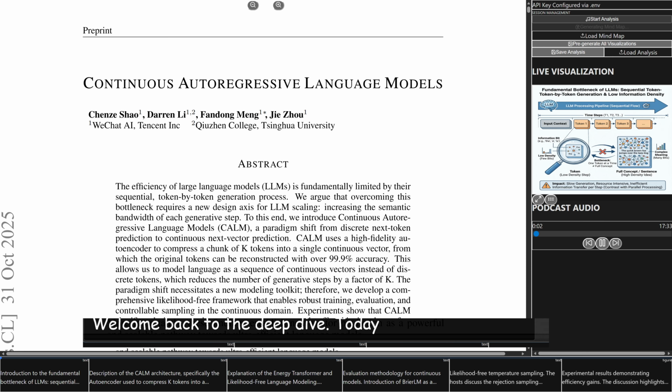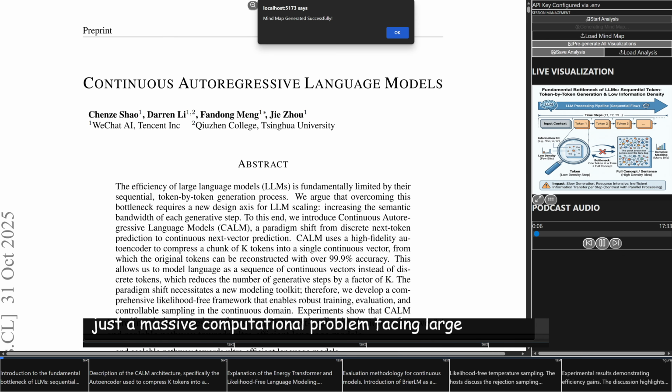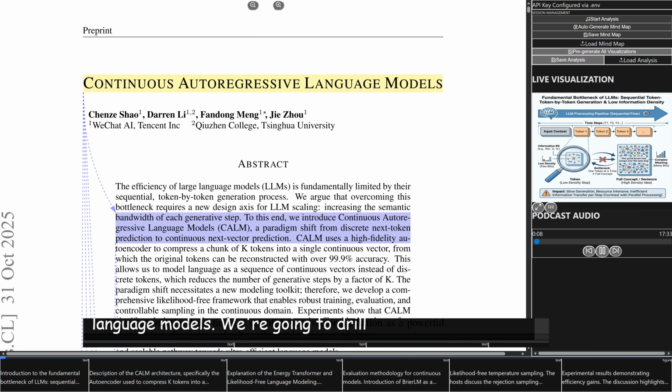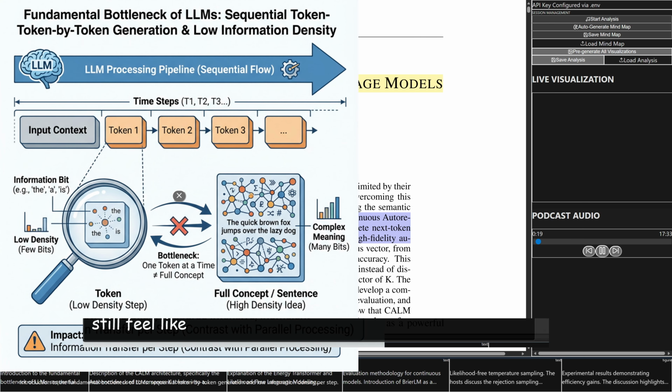Today, we are taking on just a massive computational problem facing large language models. We're going to drill right down to the fundamental mathematical structures that are, well, holding them back. If you've ever wondered why LLM inference is so expensive or why even the fastest models still feel like they're generating text one laborious word at a time, you are hitting the core bottleneck we're exploring. It's a structural limitation. I mean, it's baked right into the foundation of pretty much all current LLMs.